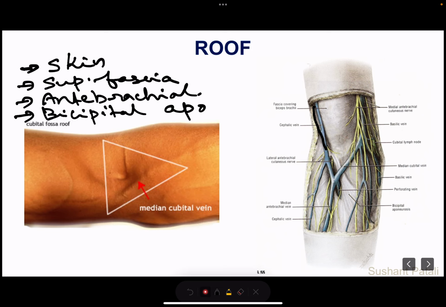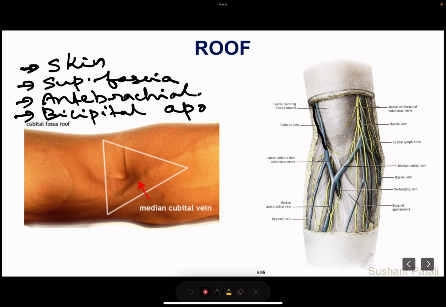We also have the lateral cutaneous nerve of the forearm and the medial cutaneous nerve of the forearm. These structures lie on the roof of the cubital fossa. So what are the structures lying on the roof? We have the cephalic vein, the basilic vein, the median cubital vein, the lateral cutaneous nerve of the forearm, and the medial cutaneous nerve of the forearm.